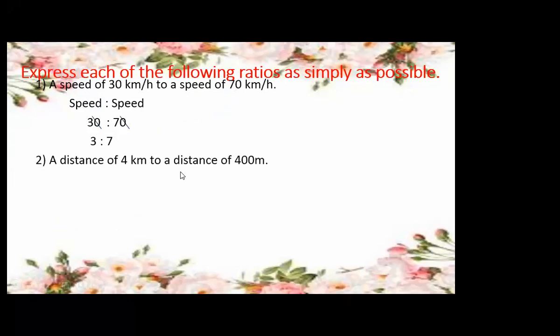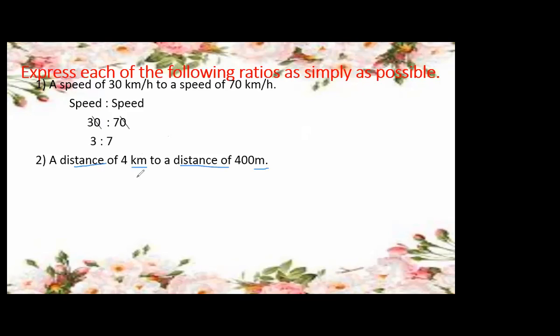Question number 2. Now students, we can compare the distance of 4 kilometers to the distance of 400 meters. Now here the kind is the same. Here you can see distance ratio distance, so we can easily compare these two distances, but we also have to check earlier that the units must be the same. Here the units are different. What we can do, beta, is we can either convert kilometers into meters or meters into kilometers.